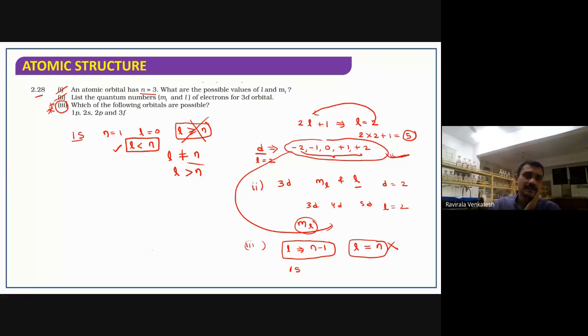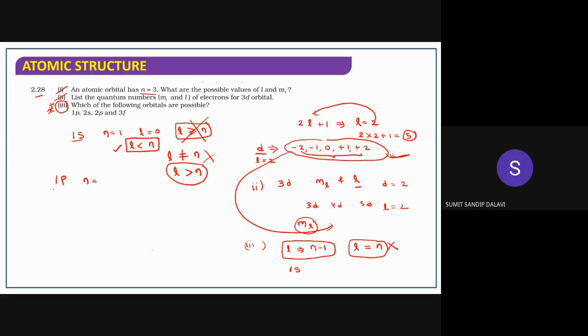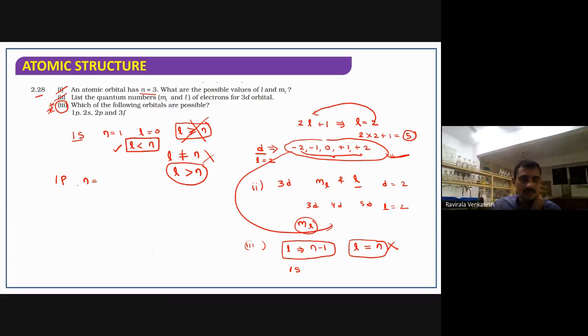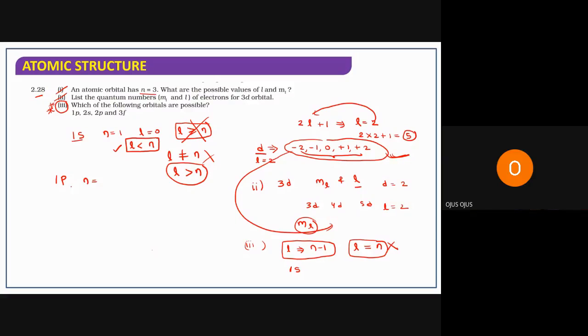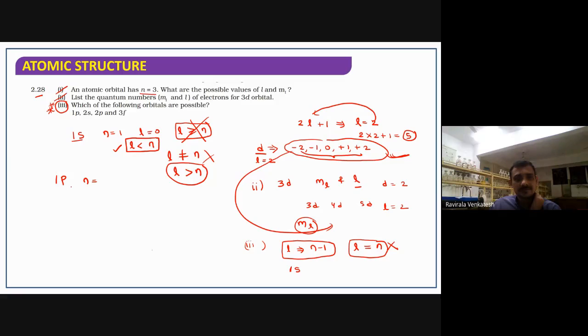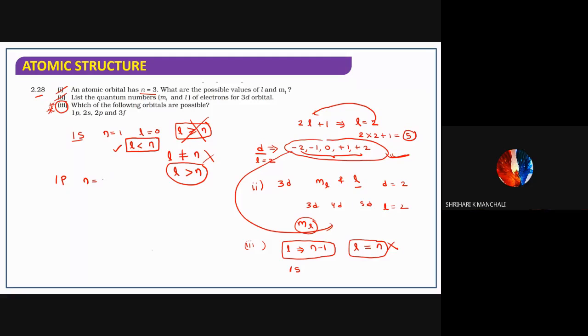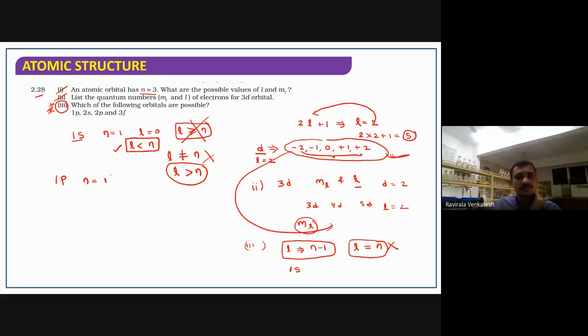Now you check here. They said 1p here. 1p. N is equal to what here? Tell me. Speak out, all of you. N is equal to what for 1p? Is n equal to 0? Is it possible? No, sir. Here n is equal to what? 1. Speak out, all of you.